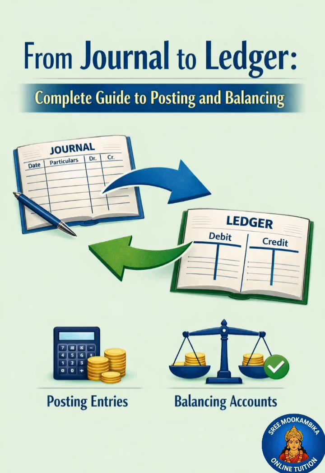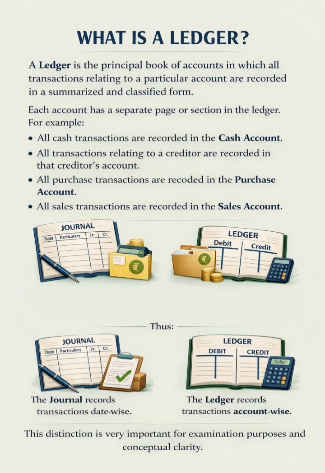The ledger groups transactions account-wise, helping us determine account balances and prepare financial statements. This lesson explains the concept of ledger, posting of journal entries, and balancing of ledger accounts. What is a ledger? A ledger is the principal book of accounts in which all transactions relating to a particular account are recorded in a summarized and classified form.